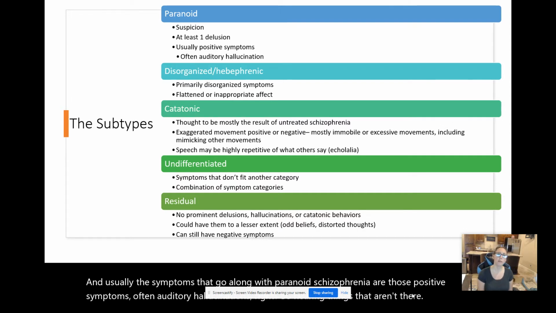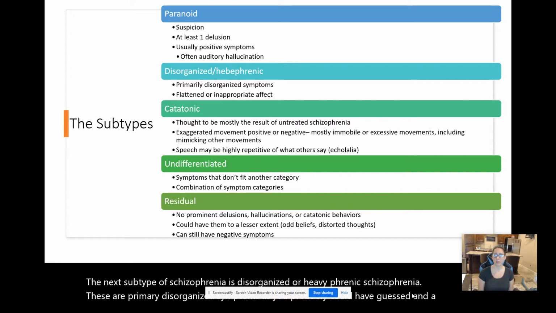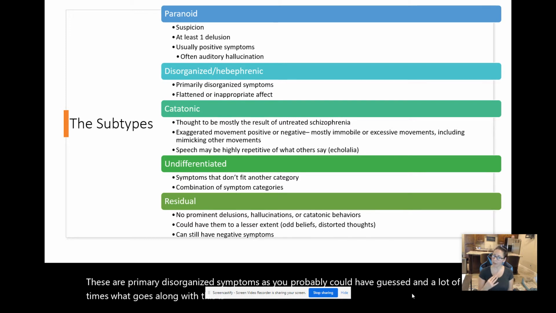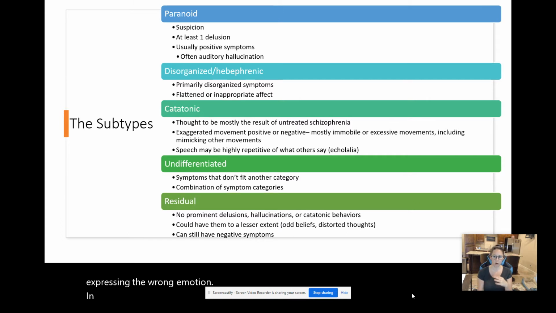The next subtype of schizophrenia is disorganized or hebephrenic schizophrenia. These are primary disorganized symptoms, as you probably could have guessed. And a lot of times what goes along with this is that flattened affect. So again, blank emotional face, no emotion or fluctuation in the tone of voice, or that inappropriate affect where they're expressing the wrong emotion in relation to what they're feeling or the current social situation.